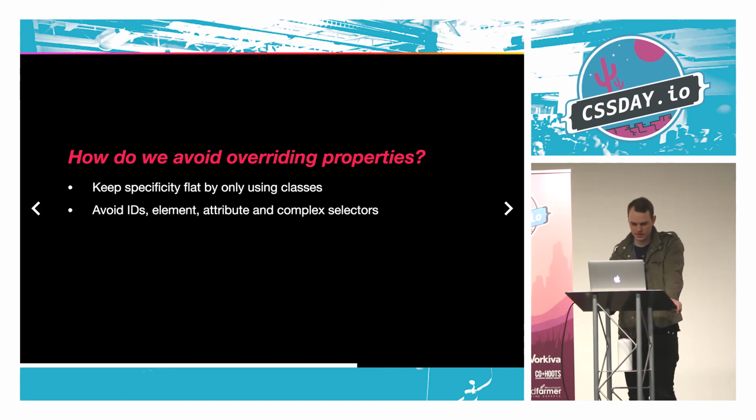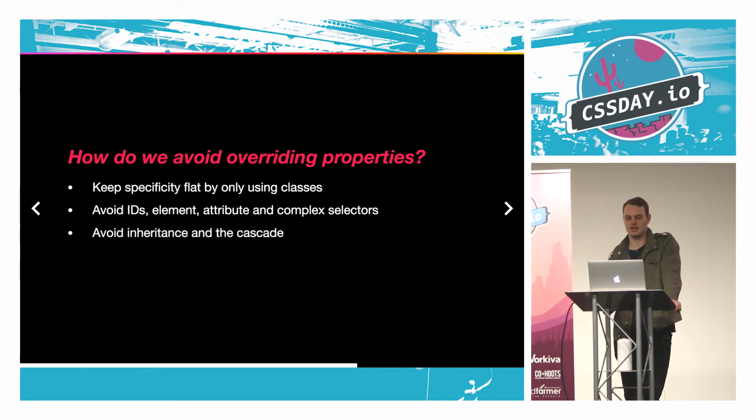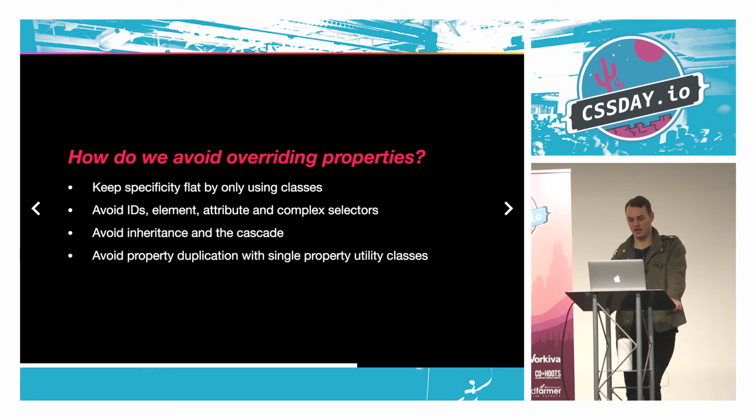Again, a little bit controversial, but avoiding inheritance in the cascade. If we want our classes to be pure, we don't want the global scope to really be influencing our element. We want our elements to be deterministic and say what styles they want to have. And then finally, and I think that this is really important for CSS, we want to avoid property duplication. And the way that we can do this is with single property utility classes.